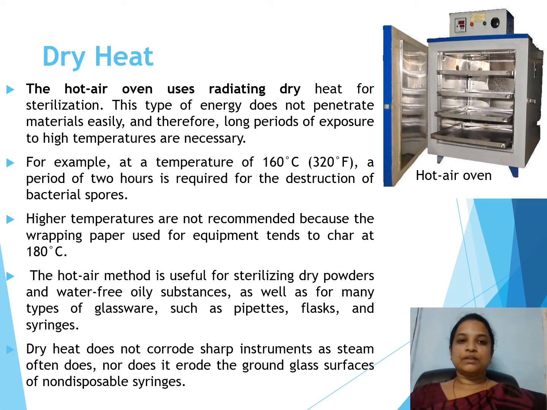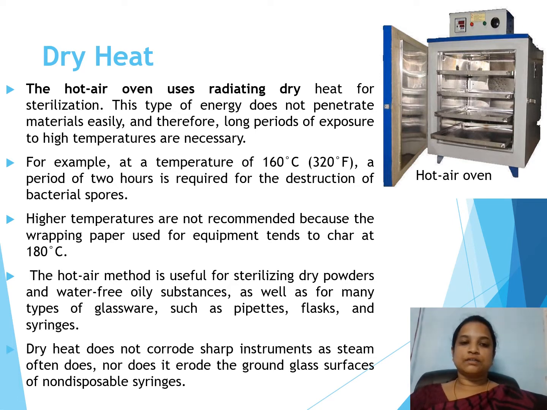The best example that could be given for dry heat is the hot air oven that uses radiating dry heat for sterilization. This type of energy does not penetrate materials easily, and therefore long periods of exposure to high temperature are necessary. For example, at a temperature of 160 degrees Celsius, a period of 2 hours is required for the destruction of bacterial spores.